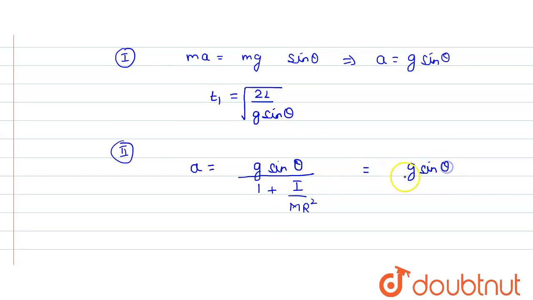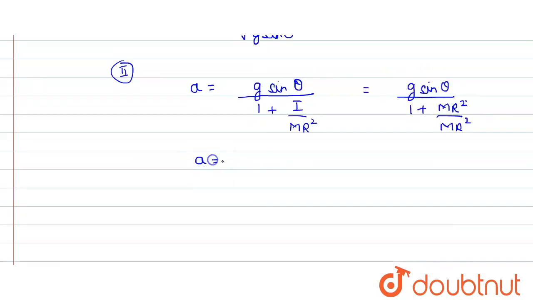What is the moment of inertia of a ring? It is equal to mr square. So in place of I we can put mr square, divided by mr square. So the acceleration in the second case would be g sine theta divided by what? This factor would be 1 plus 1, so it would be divided by 2.